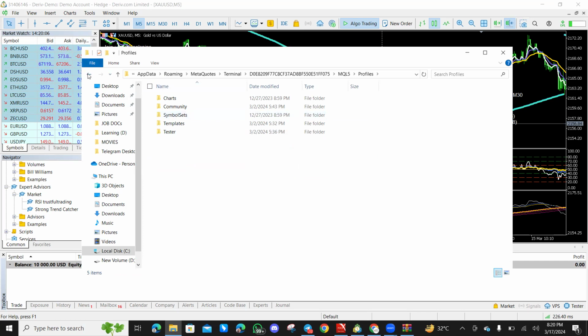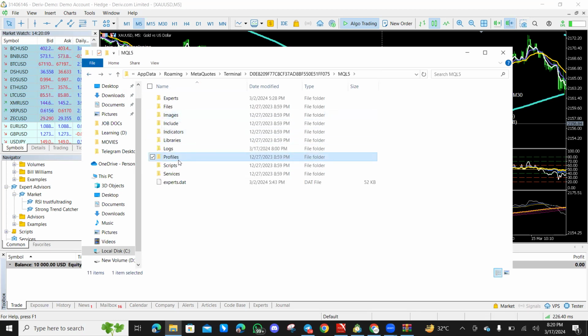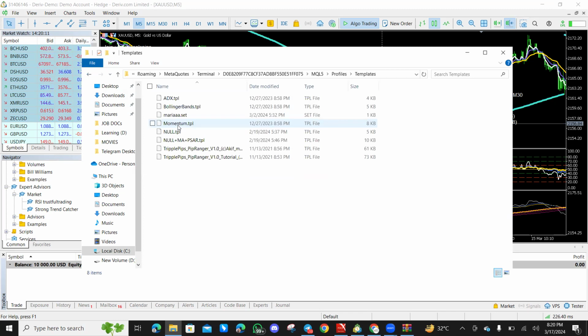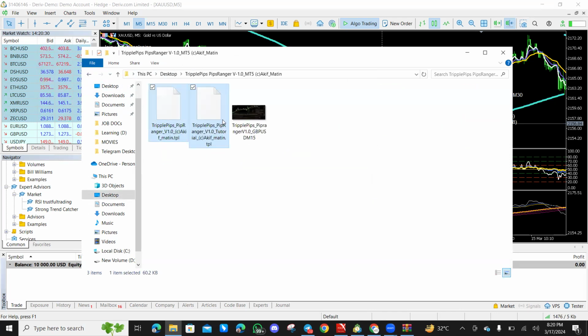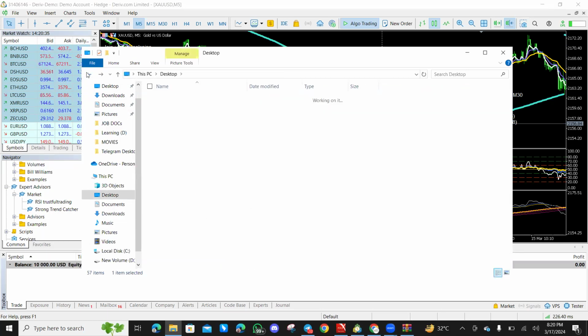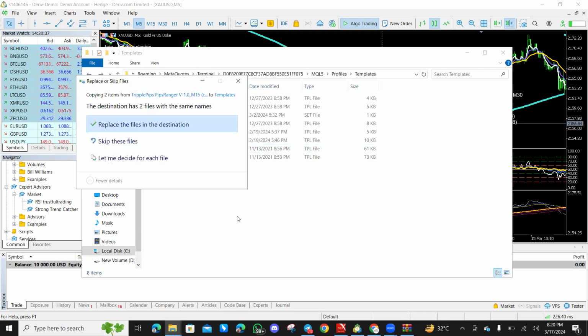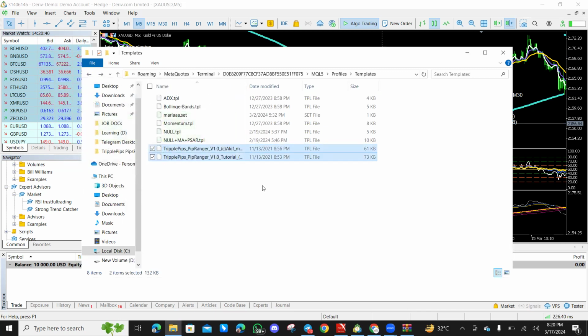On MQL5, then profiles, and then templates. Yes, these are the two files: Pipsrangers version 1, and then there's a tutorial template TPL file. What we did is, from the desktop, these were the files. We just copied it and pasted it over here, so we actually replaced it.